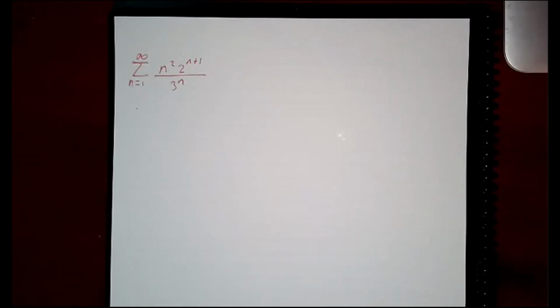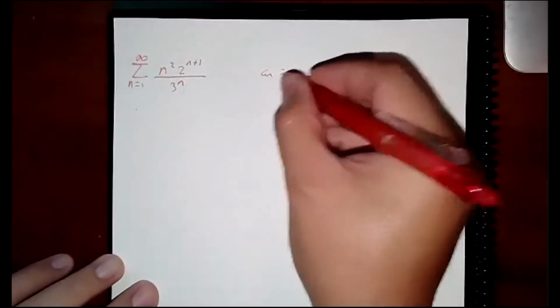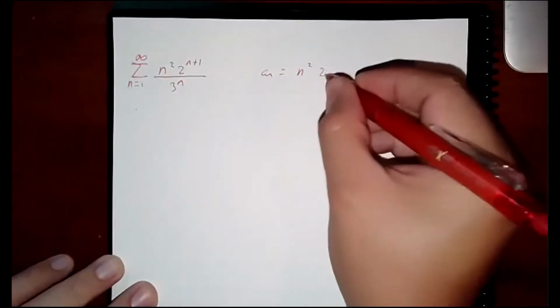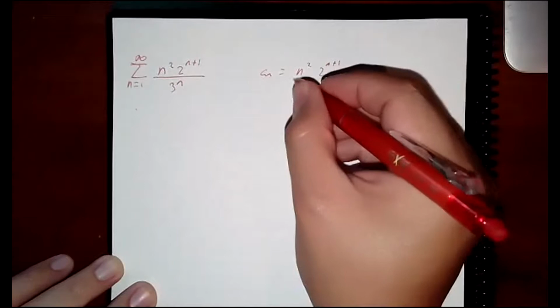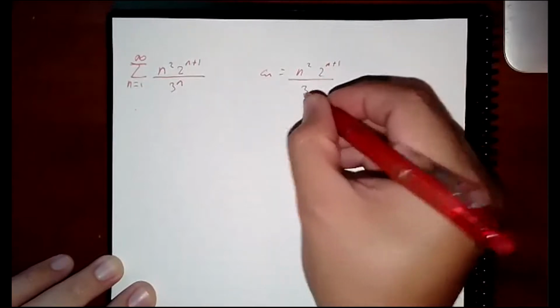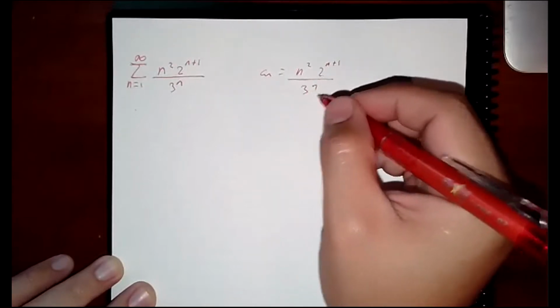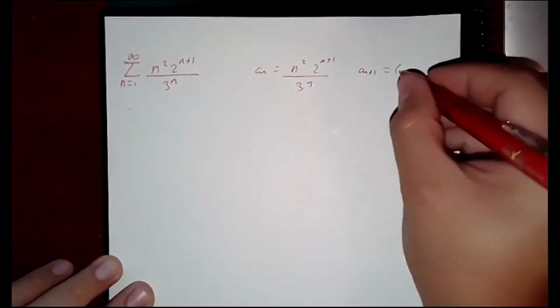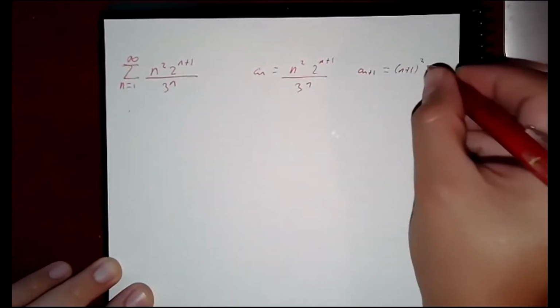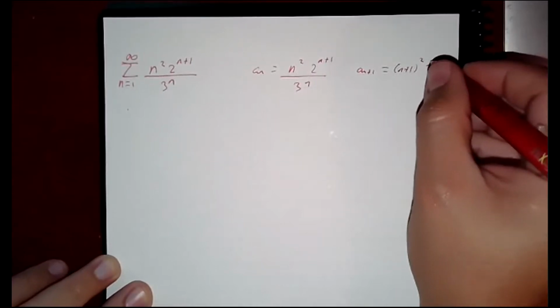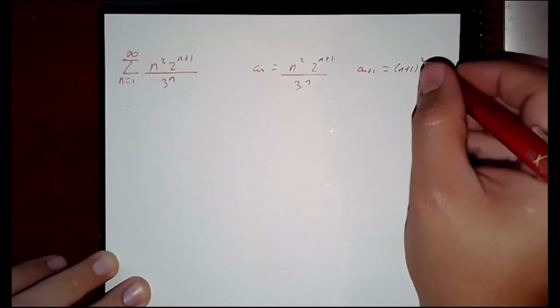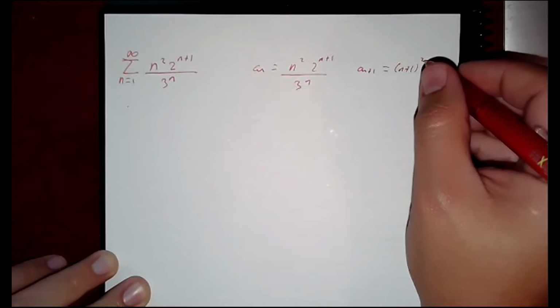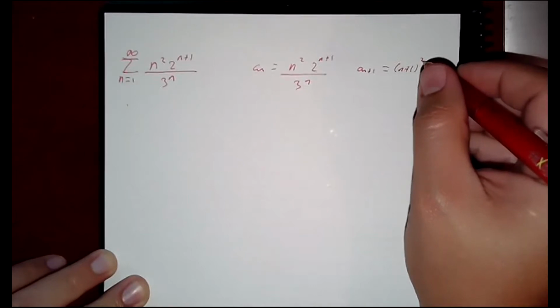So let's do the ratio. So a_n is n squared times 2^n plus 1 over 3^n. a_(n+1) is (n+1) squared times 2 to the, what would that be? n plus 1 plus 1.